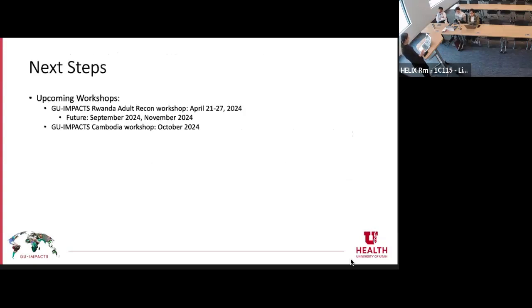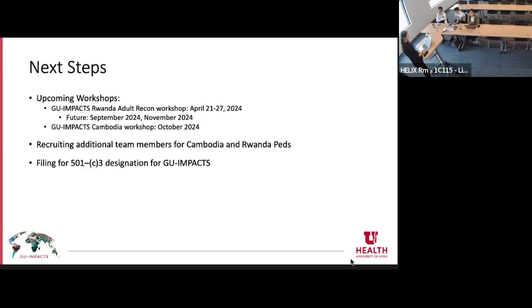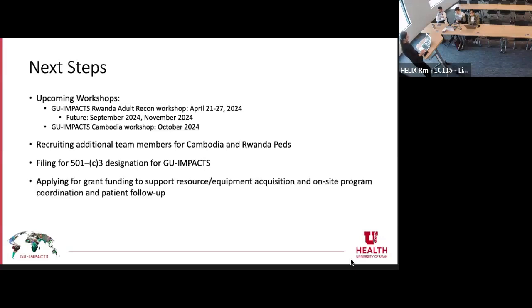In terms of our next steps, we have our upcoming Rwanda Adult Recon Workshop in April. The remaining ones are planned for September and November of this year. The first Cambodia workshop is probably going to be in October. We're working on recruiting additional members for our Cambodia and Rwanda PEDS teams. We're filing for a 501c3 designation for our organization. We're working on applying for some grant funding, and we are working on designing and piloting a database system for tracking our workshop patients.